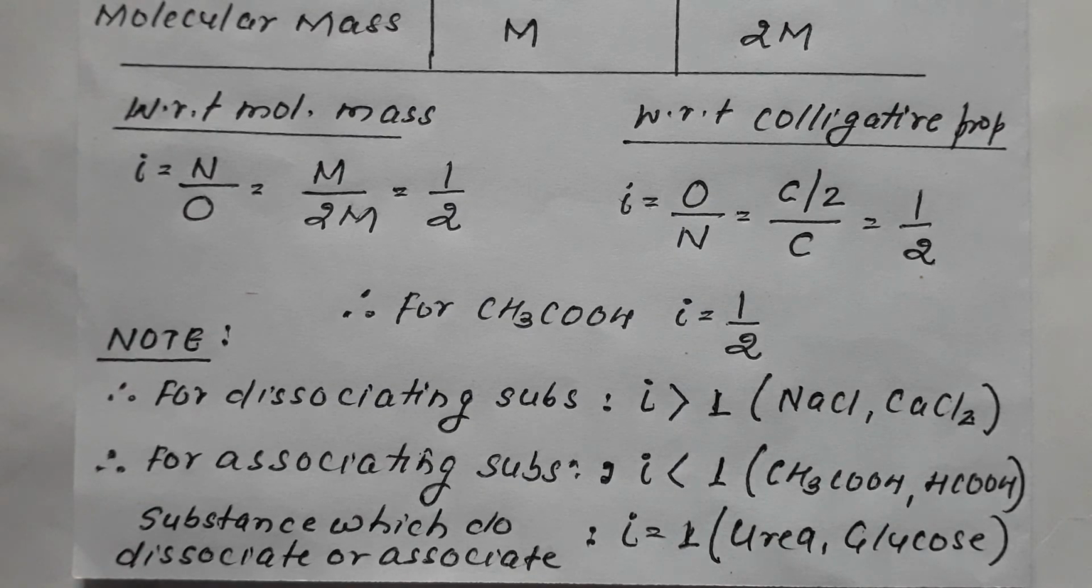So if I conclude about the Van 't Hoff factor, for those substances which dissociate in the solution, the value of i is greater than 1, like NaCl, CaCl2, etc. For those substances which associate in the solution, i is always less than 1, like acetic acid, formic acid, etc. But for those substances which neither dissociate nor associate, i is equal to 1, like urea, glucose.